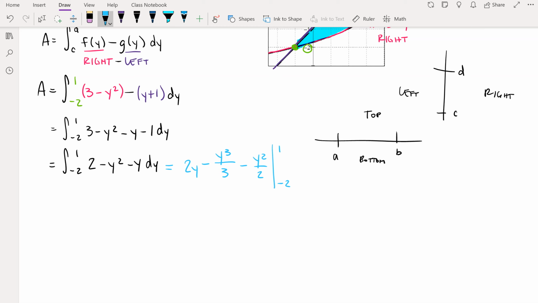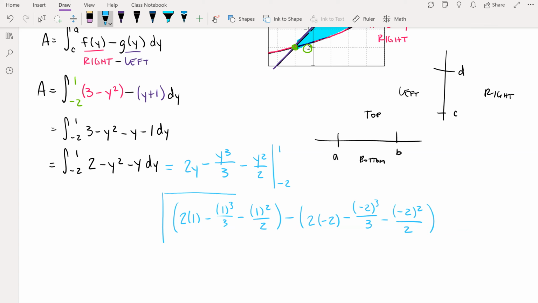All right, cool. Now all we have to do is plug in our top boundary, subtract, and then plug in our bottom boundary. So we have 2 times 1 minus 1 cubed over 3 minus 1 squared over 2, minus 2 times negative 2 minus negative 2 cubed over 3 minus negative 2 squared over 2. Sweet. Now, if this was an FRQ, I would leave my answer in this form. I would just box this. So that would be your FRQ answer.